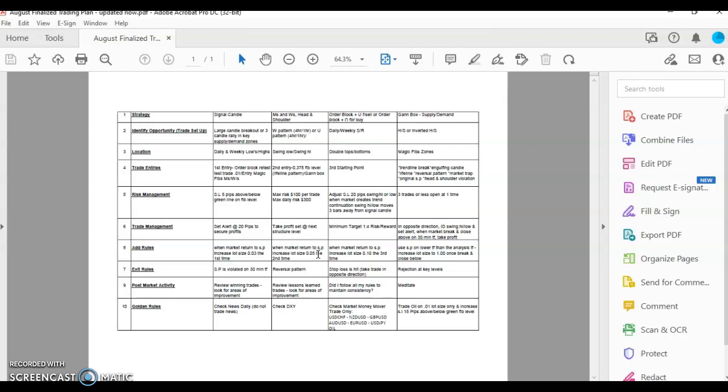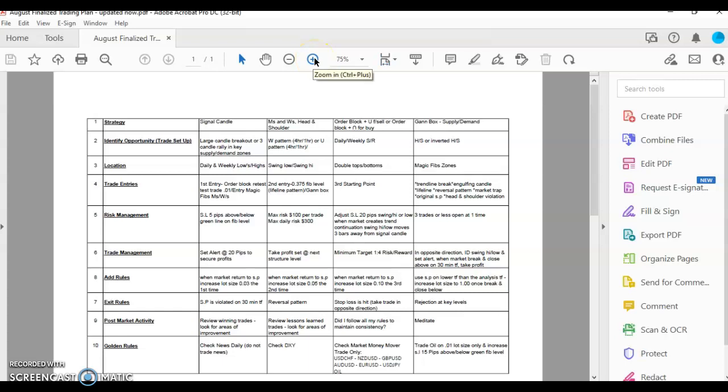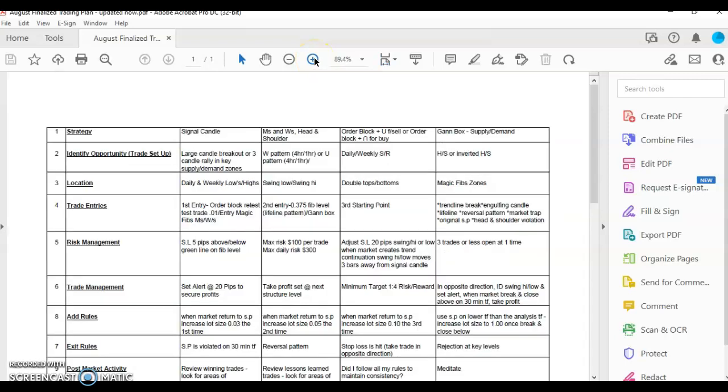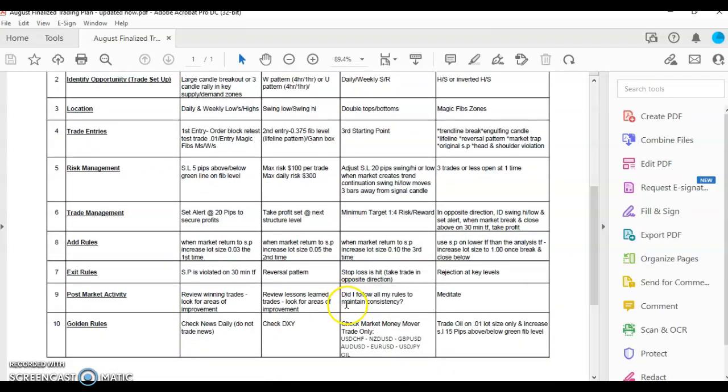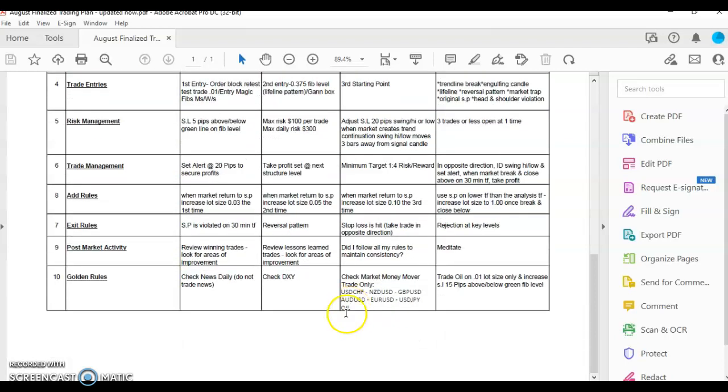And as you can see in this trading plan right here, I've narrowed it down significantly to where it touches on the strategy, the location, everything that Oliver mentioned in his video. I've got it down to how I would manage my trade, how I would add to my trade, how I would exit the trade, and some of the things that I would do when I ended the trade.